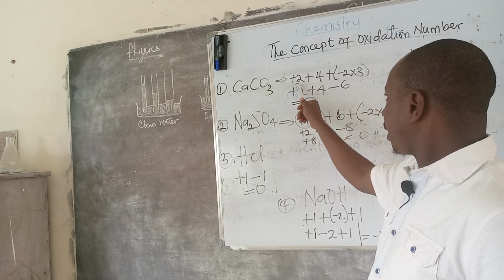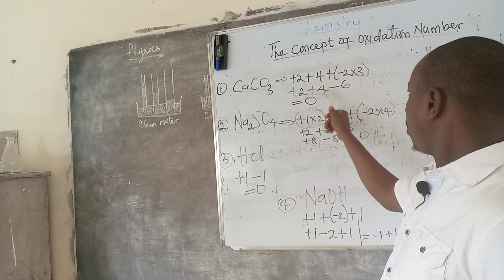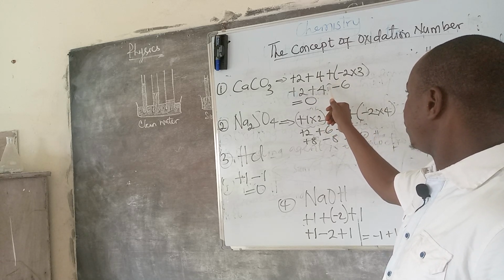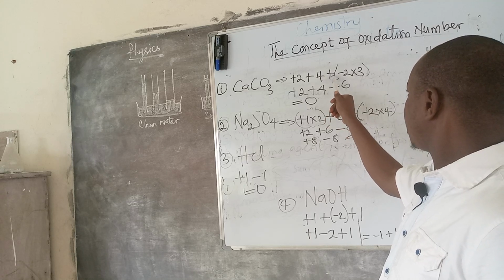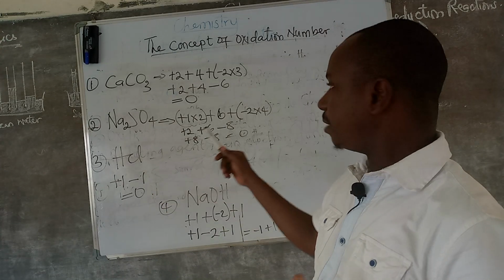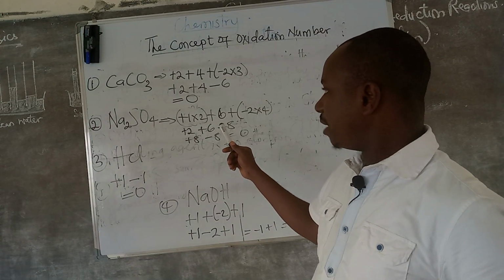So when you check, +2 +4, and you know that negative will always cancel positive. That is why it's -6, since -2 times 3 is -6. So +2 +4 is +6, and +6 minus 6 is 0.